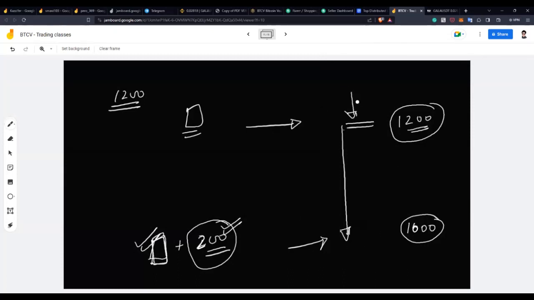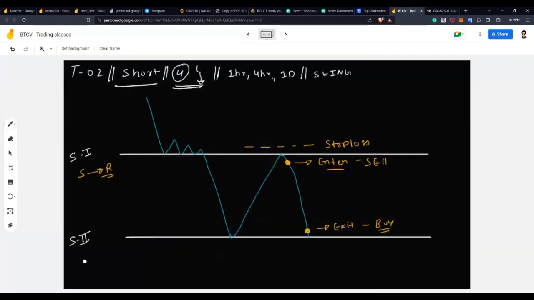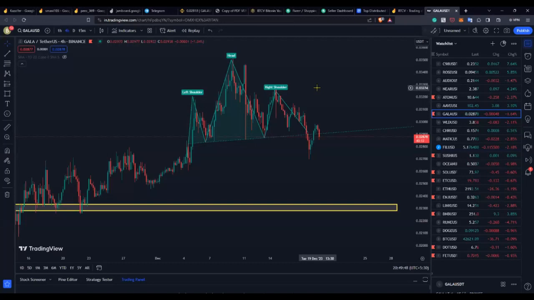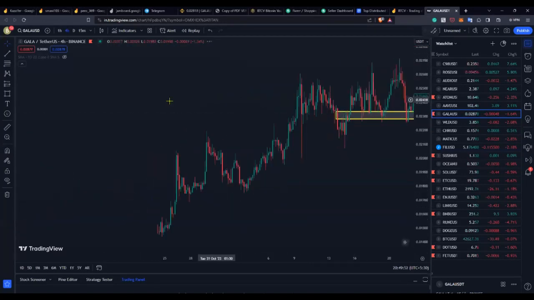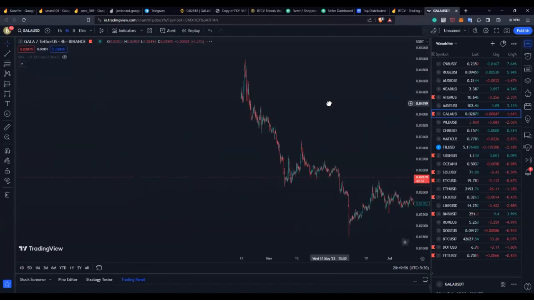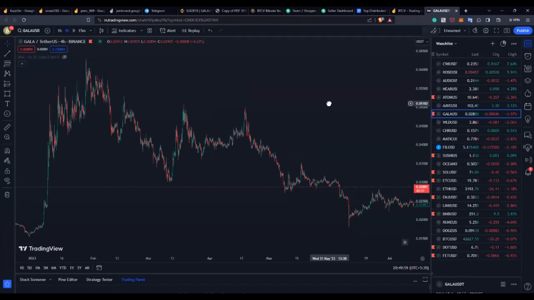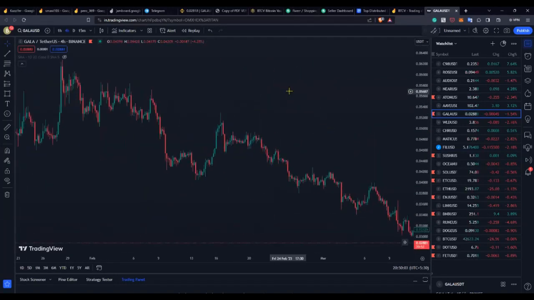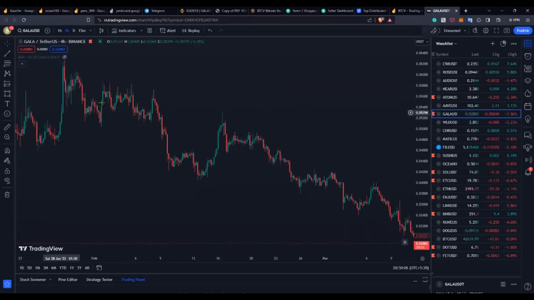Correct. Now, let's try to find this setup. Let's see if we can find it. Generally, it happens when the market is moving in the downward direction. So let's see. Okay, right here, I think we can see a setup. You see the market is moving down, correct? And we can clearly see a support level right around here. That's a very good support.